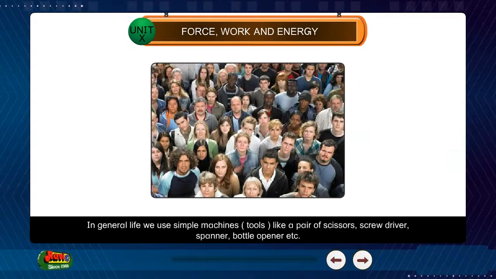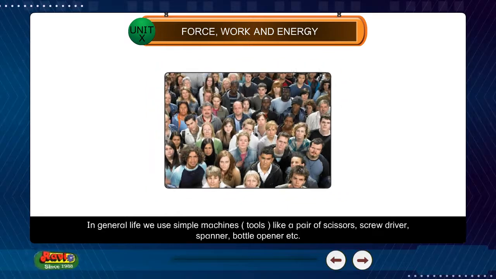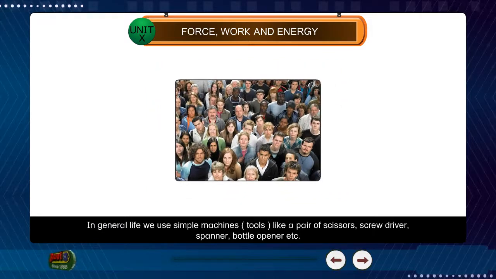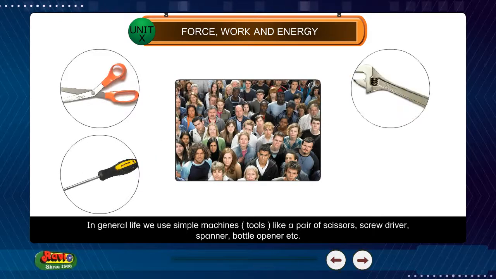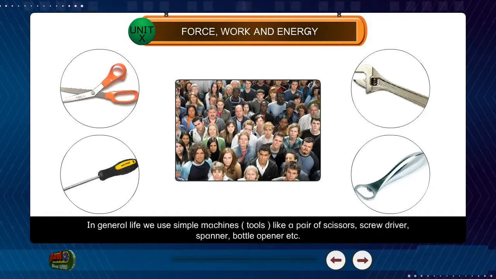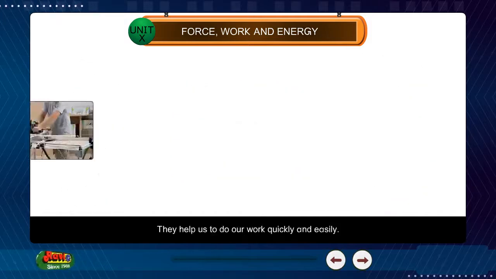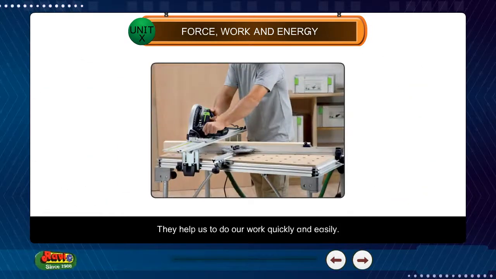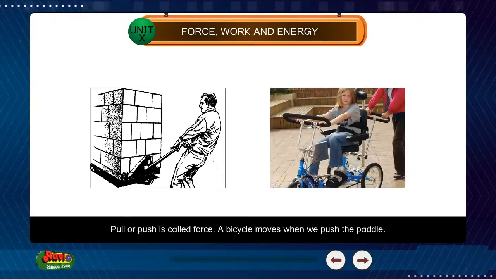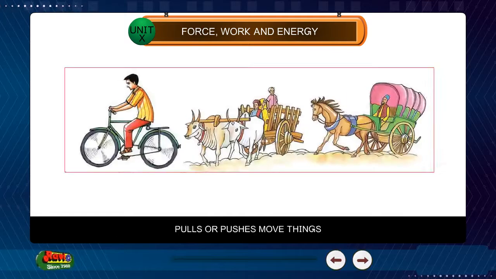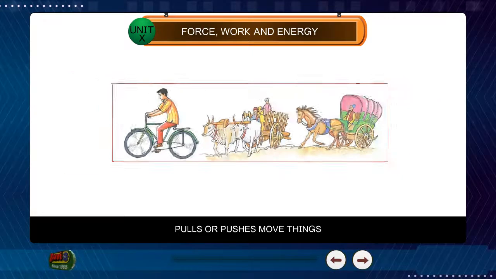In general life, we use simple machine tools like a pair of scissors, screwdriver, spanner, bottle opener, etc. They help us to do our work quickly and easily. Pull or push is called force. A bicycle moves when we push the pedal. Pulls or pushes move things.